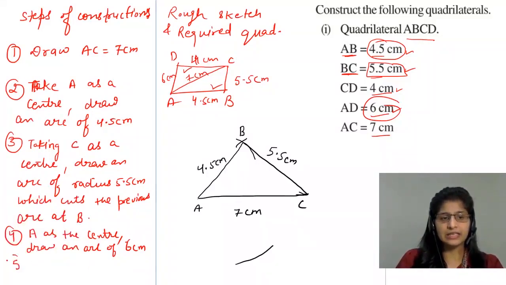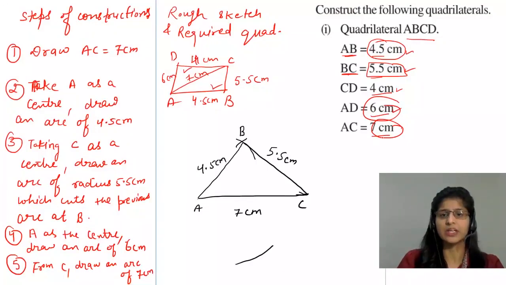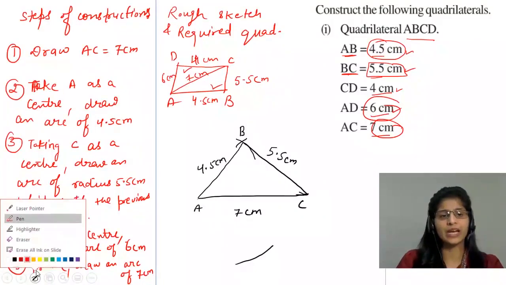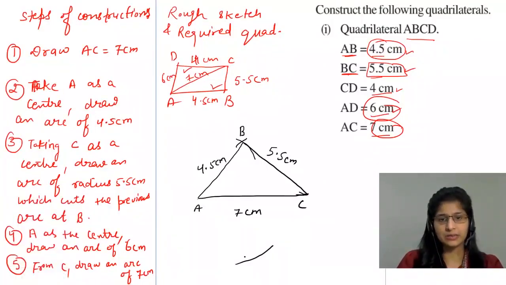Then what will we do after it? We will write the next step, the fifth step. The next point is C. Now we will make an arc of 7 centimeter. So from C, draw an arc of how many centimeters? 7 centimeter. So draw from point C an arc of 7 centimeter. It will cut like this. Now this point is D. Now you will join A to D and C to D.